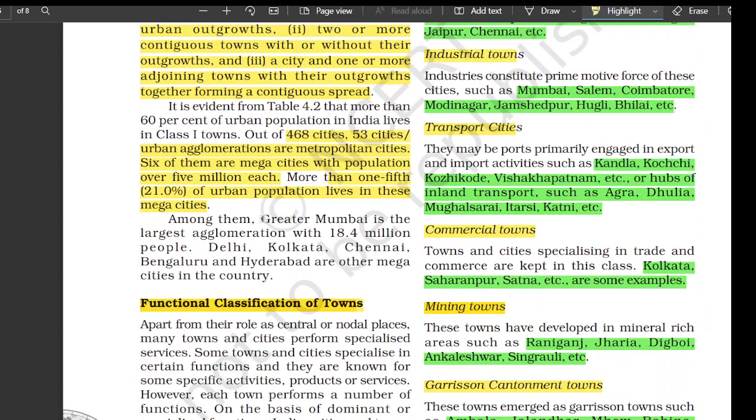Among them, Greater Mumbai is the largest agglomeration with 18.4 million people. Delhi, Kolkata, Chennai, Bengaluru and Hyderabad are other megacities in the country.